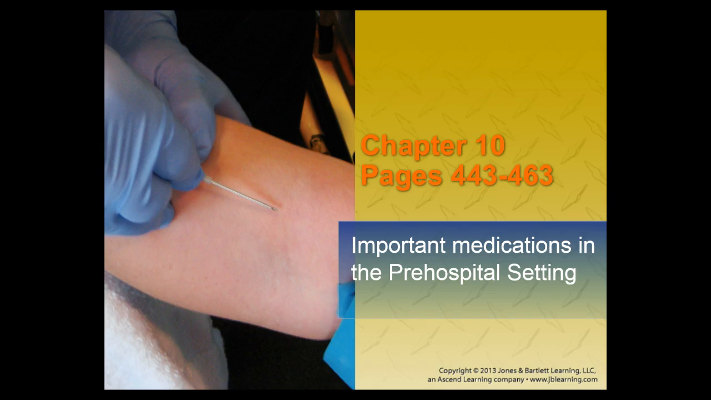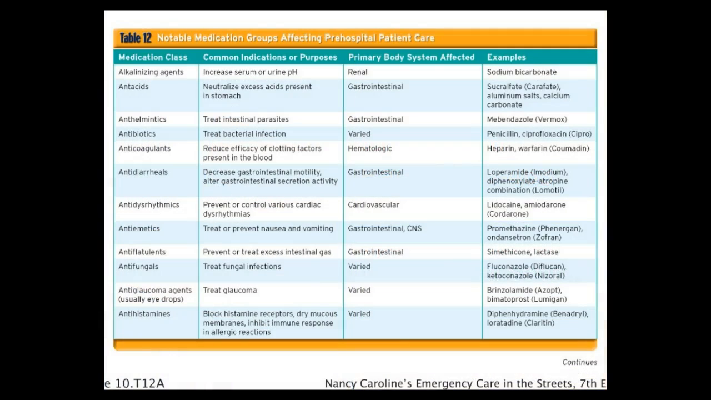Now, in your text, right off the bat, they give you a large table. It's table 12, goes through quite a few pages. And I think that if I were in your shoes, I'd find this chart a little bit daunting. So here's what I've done. I'm going to fade away the classes of medications that, while we need to have at least some background in, we don't necessarily need to know in great detail.